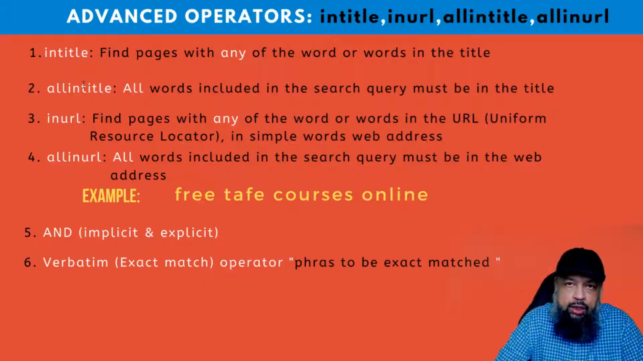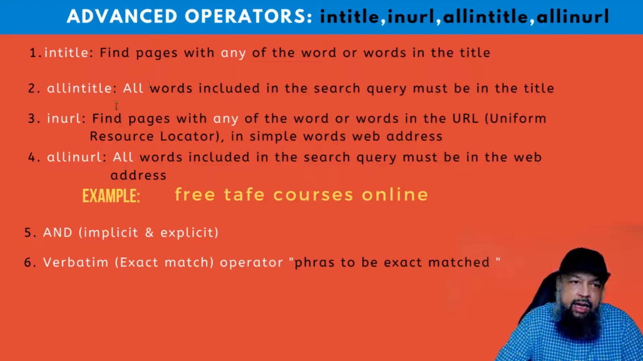When you use allintitle, Google will make sure that all the words included in the search query must be in the title to become a result. So until all words are present in the title, Google will not show the result.